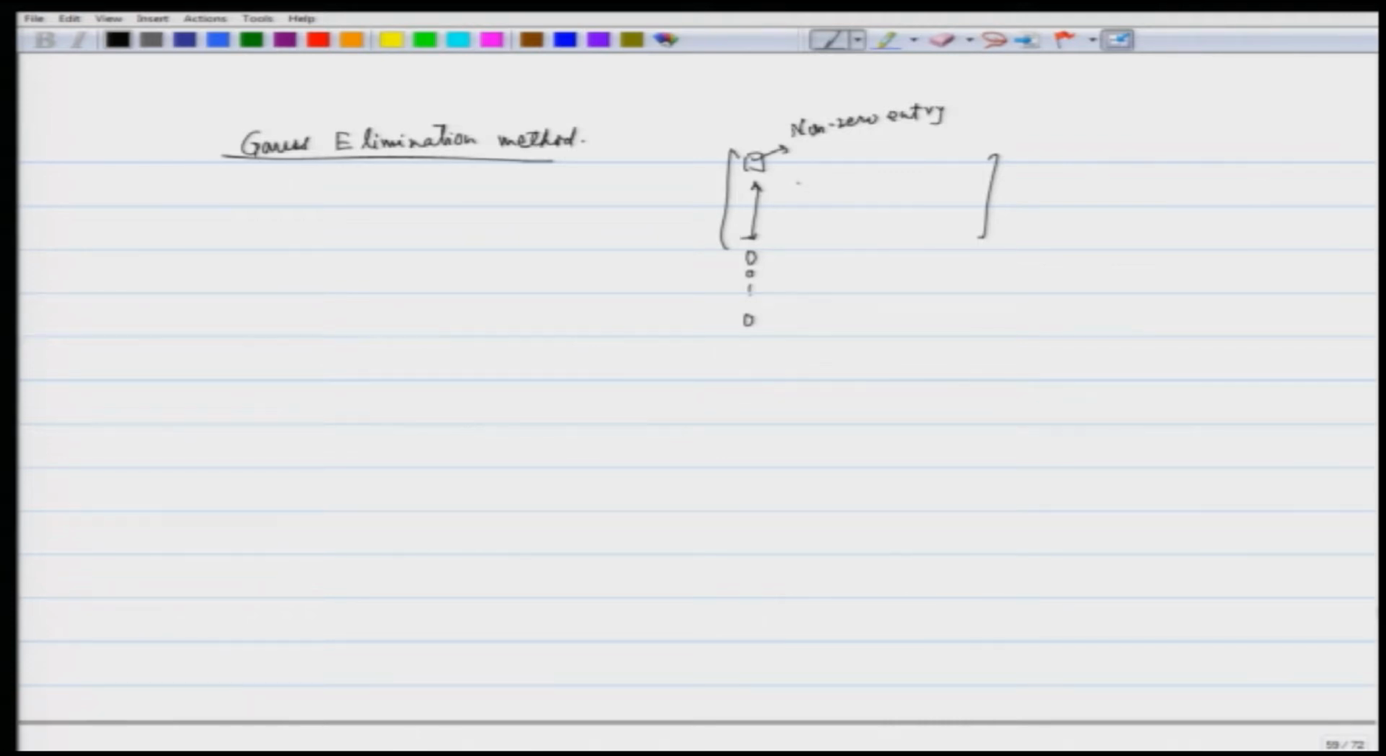The next thing, we looked at the second entry, so we forgot about the first row and first column. Then we came to the second entry of the new matrix. If this entry was non-zero, we took this as a pivot and made everything 0, fine. If it turns out that this entry is 0, we can interchange two rows and then get a pivot and then proceed. Alright, that was the idea of Gauss elimination method.